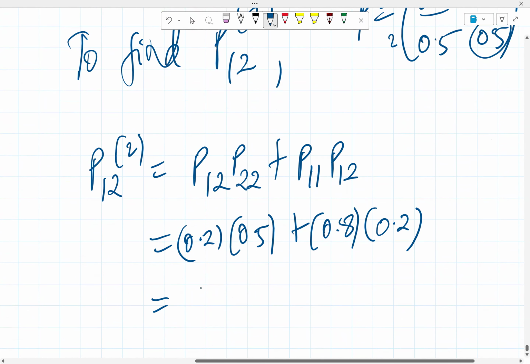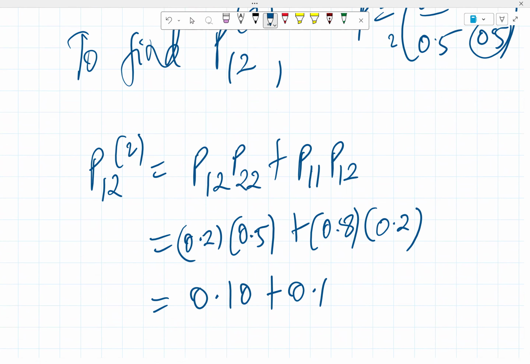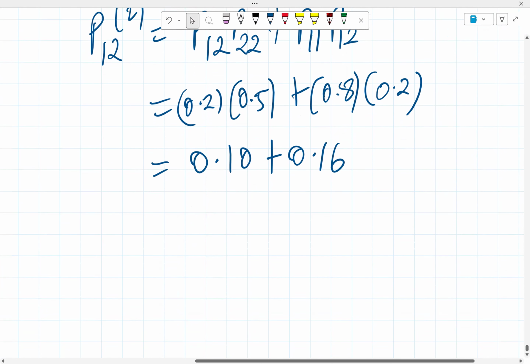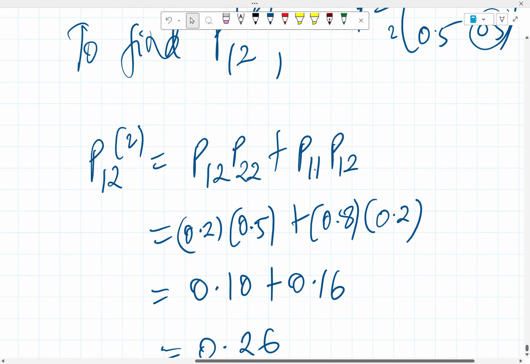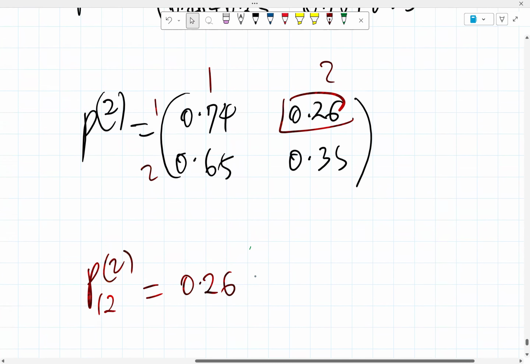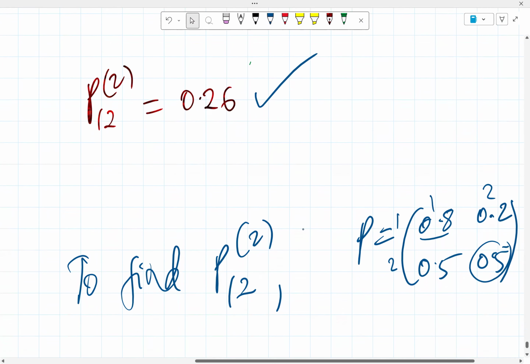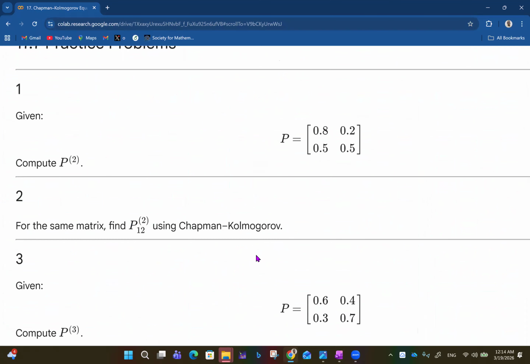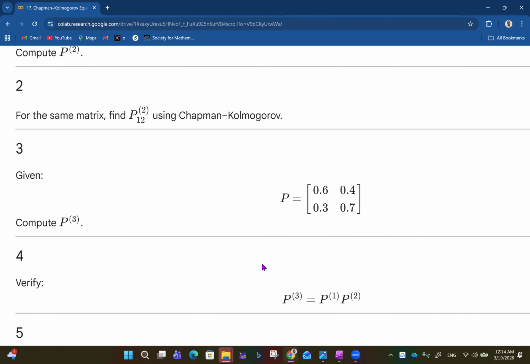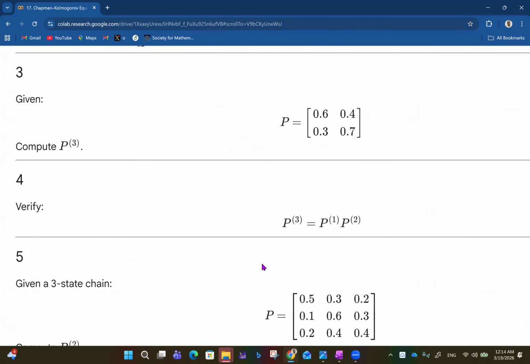So now we have 0.10 plus 0.16, and that is 0.26, like what we would have easily read off from here, 0.26, same. So that's how that works. Now questions 1 and 2 are done. I'll just leave you to take care of the rest.